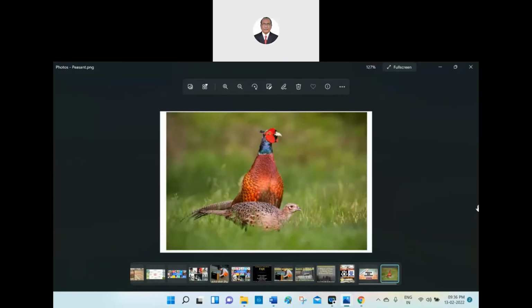See, this is the pheasant. Is it visible? It's a bird. Yes, sir, it's visible. It is like a bird. People also eat it. People will eat it. You know, kauzu pitta.